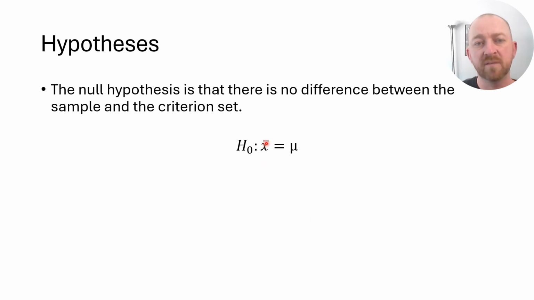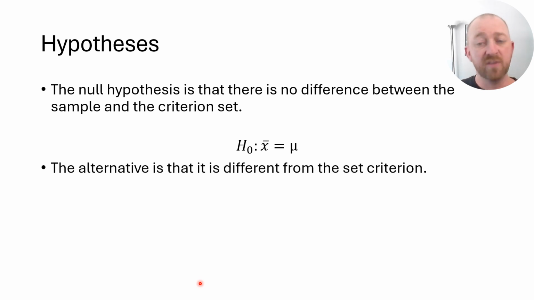Okay, and that would look like this. What we're saying is the mean of our sample does not differ in any way from the population mean. Okay. And the alternative is, of course, that it is different. So you could say it's different from the set criterion. The alternative that I will accept only if there's strong enough evidence is that the mean of my sample actually does differ from the population in some meaningful way.